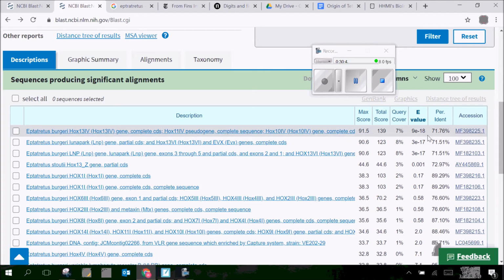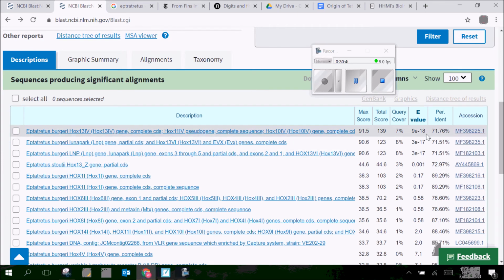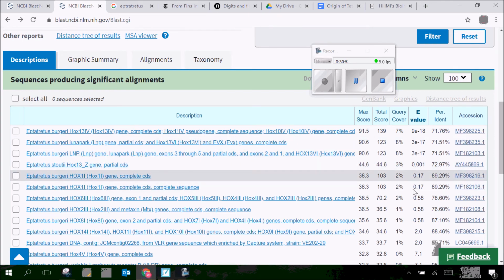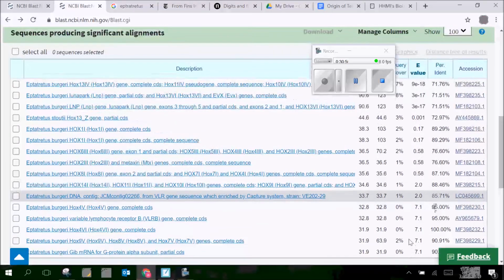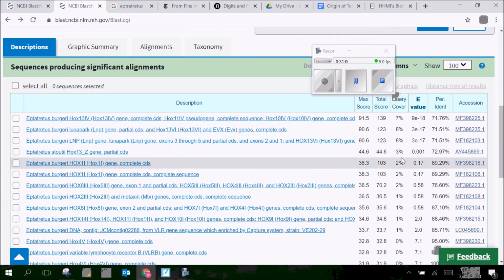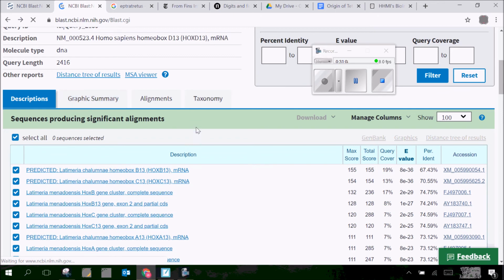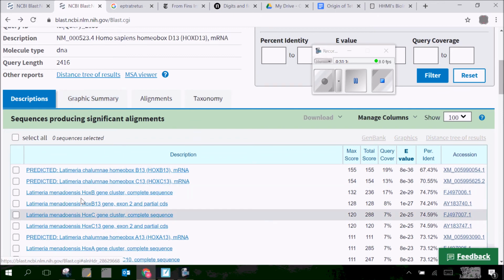And if we look, they seem a little bit more related to people than do our ray fin fishes, but not nearly as many. These three, yeah. But for the rest of these, no, their E values are not less than -10. And look at this query coverage. This is much lower than what we were seeing in the ray fin fishes. So, yep, looks like hagfish are out too.